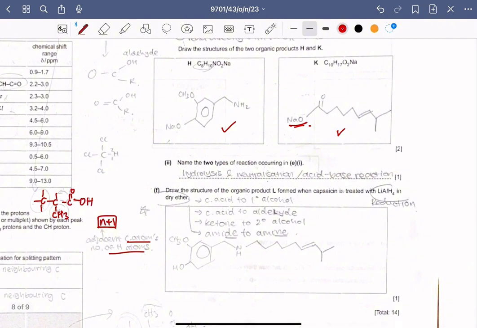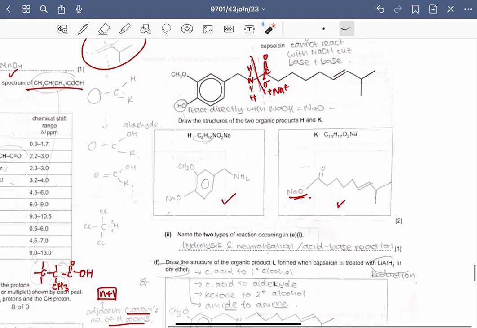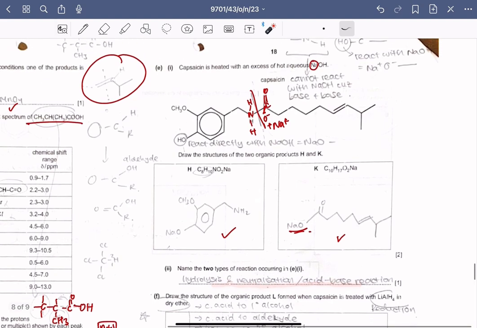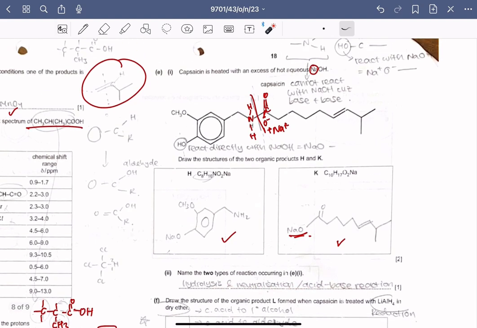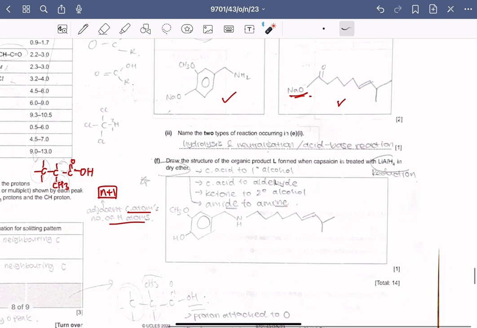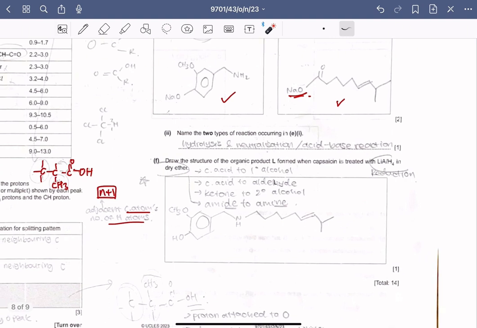Name the two types of reaction occurring in EI. It's called hydrolysis and neutralization, or acid-base reaction. Because hydrolysis is first, hot aqueous NaOH breaks or hydrolyzes the peptide bond, and so later the OH is neutralized with NaOH, forming Na plus O minus. A salt is formed.